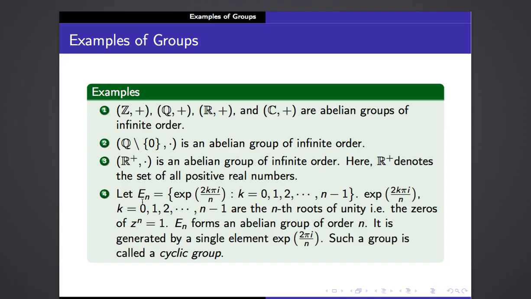Okay, next example is particularly important. I mean, they are all important examples, but this one is particularly important. So E sub n, we are going to define E sub n to be the following set. So that's exp, that's notation. In case you are not familiar, that's actually the same thing as e, right? So exp of 2k pi i over n, what that means is the same thing as, I better write it, okay?